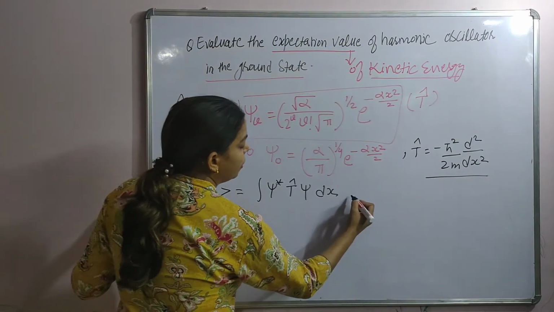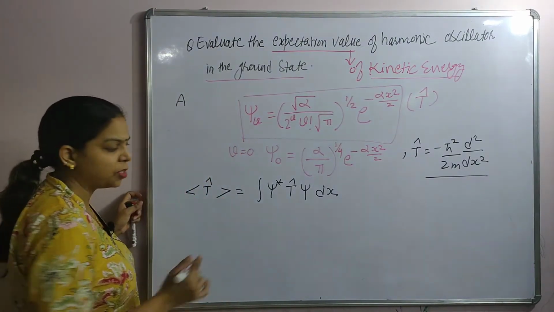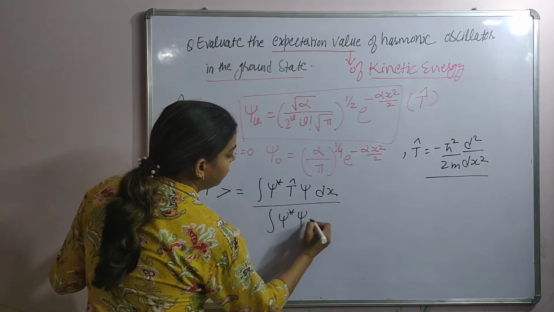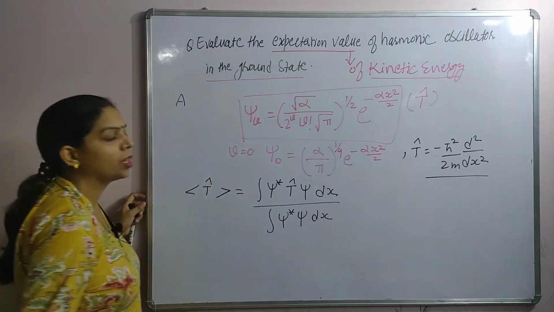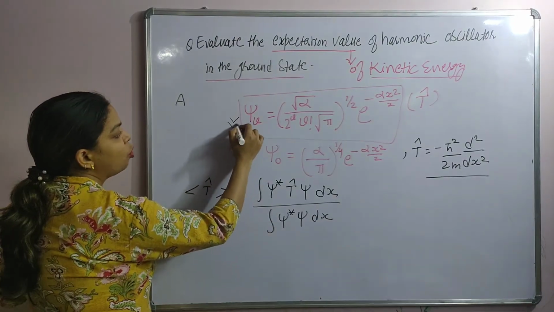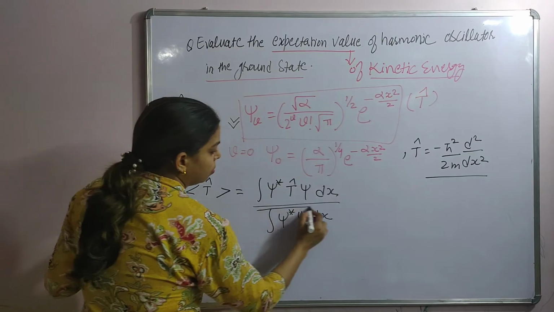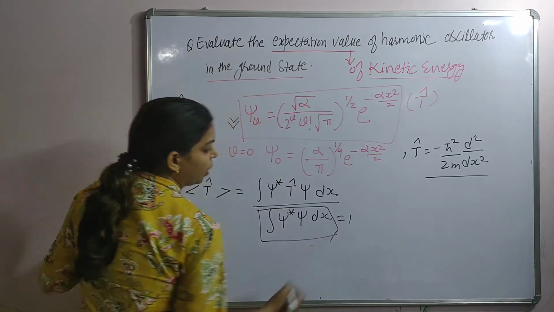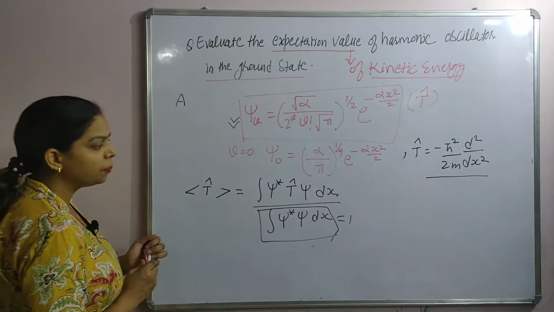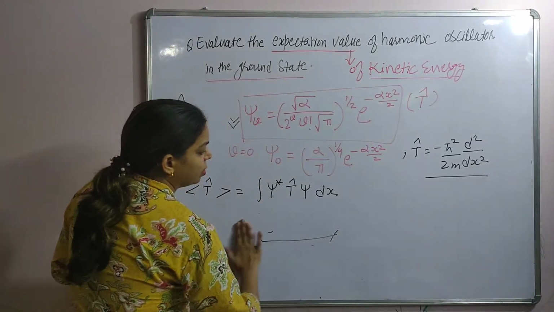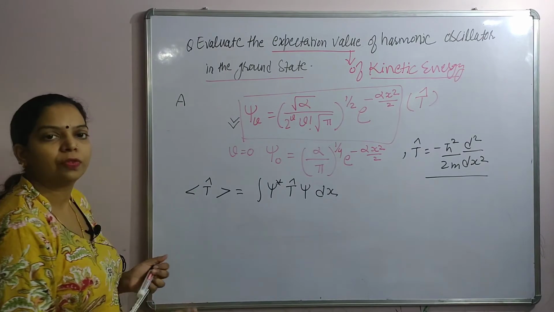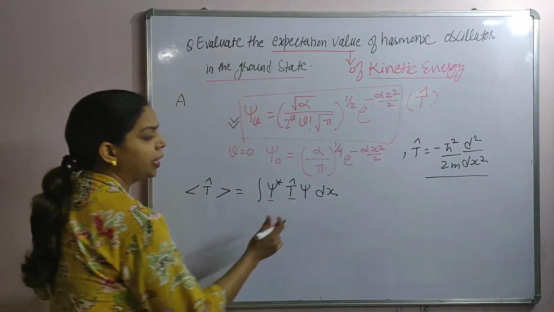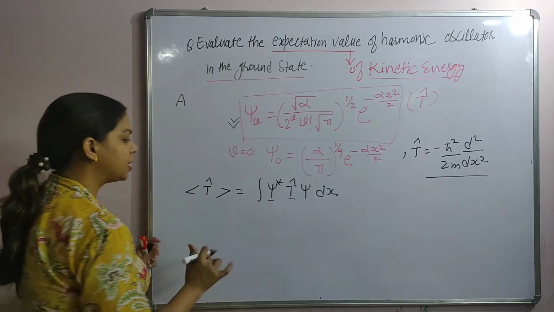So x, okay, this is the expression, and in the denominator we have psi star psi dx. Now this wave function is normalized to one, so the factor in the denominator is equal to 1. So we are left only with the factor in the numerator. This will be the expectation value. We will substitute the value for psi and operator T and simplify it. That's it.